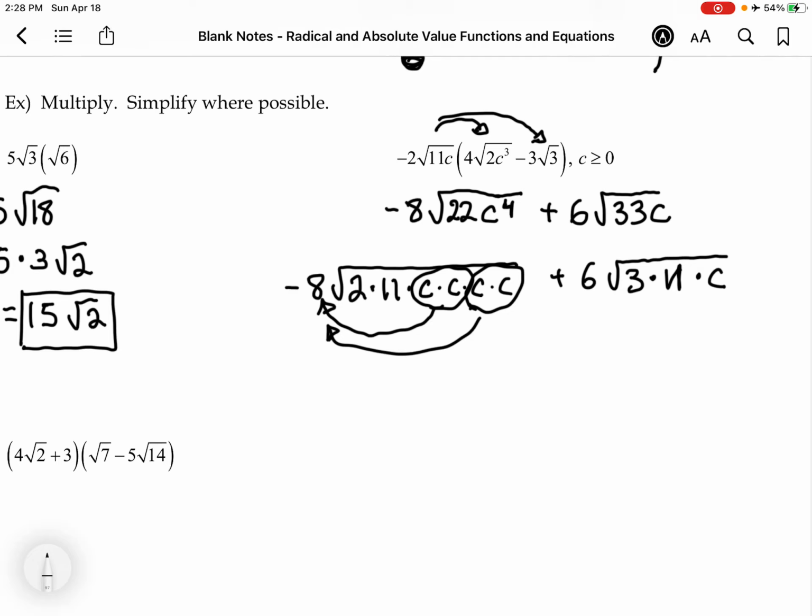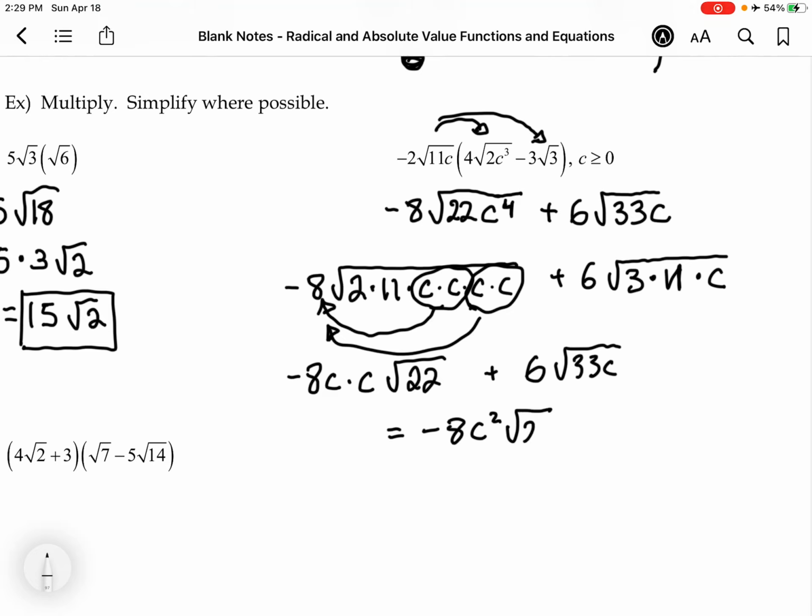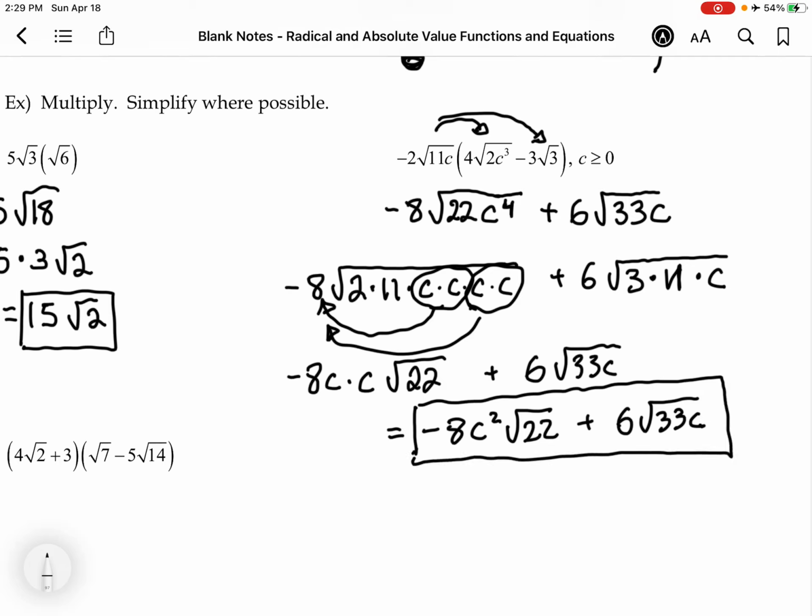And I'm going to be left with negative 8c times c times the square root of, now 2 times 11 is 22, plus 6 times the square root of 33c. Okay, and all together, that's negative 8c squared square root 22, plus 6 square root 33c. Okay, so after I multiply out what I started with, this is what I end up with fully simplified.